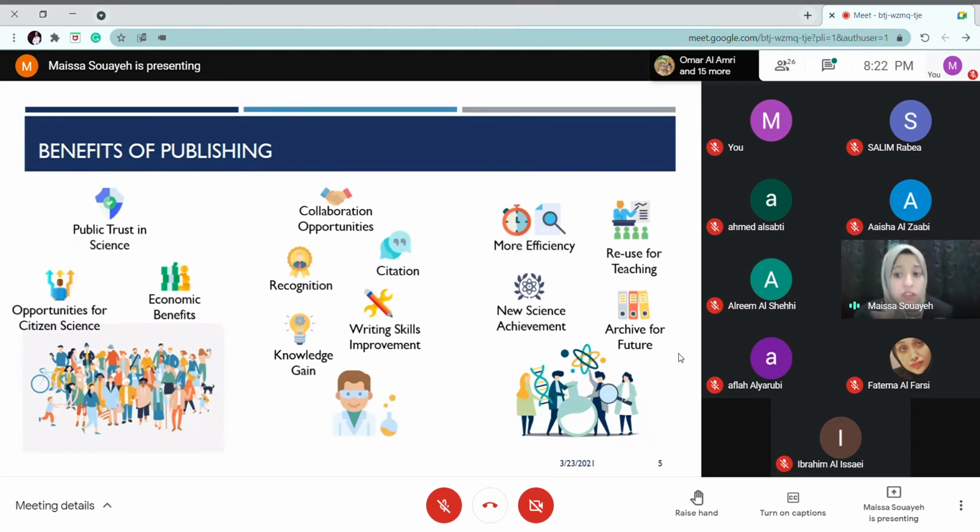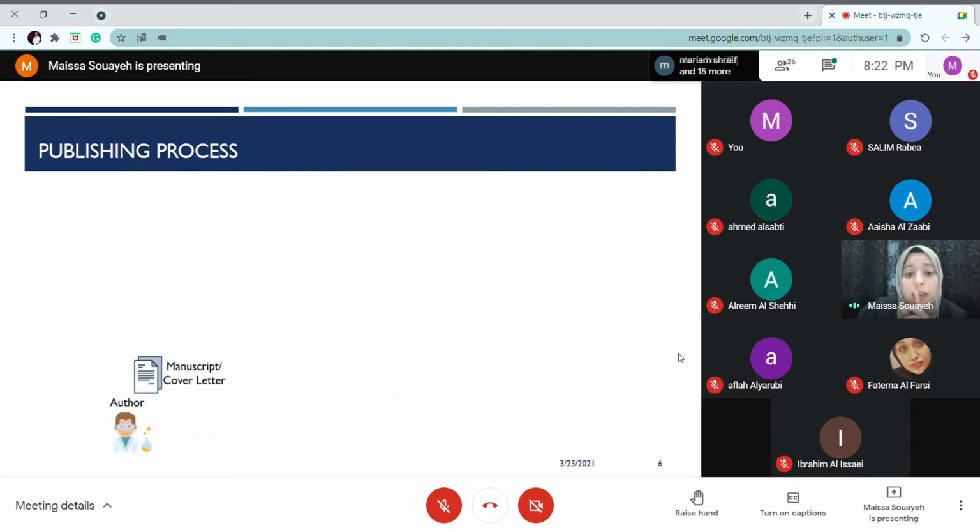Okay, with all of this talking, all of these nice things about how great publishing is, how great research is, I'm sure now everyone is excited to start writing a paper or start a research. But before starting to write a paper or going through the research, it's very important to understand the publishing process.